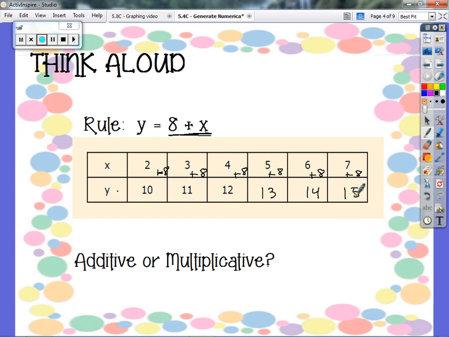Now when looking at this input-output table and looking at the rule, is this going to be additive or multiplicative? Additive being, are we adding? Or multiplicative being, are we multiplying? In this case, when we look at our input-output table, you notice that we are adding. So then this is going to be additive.